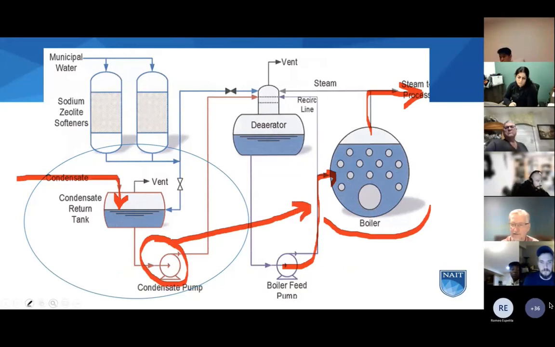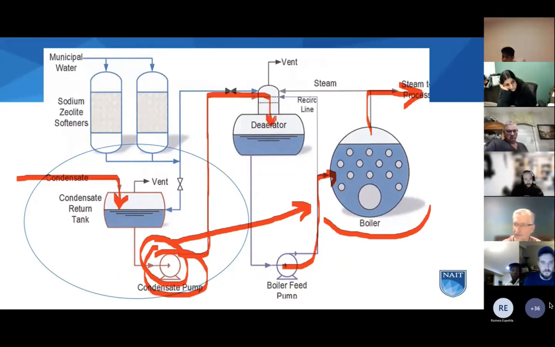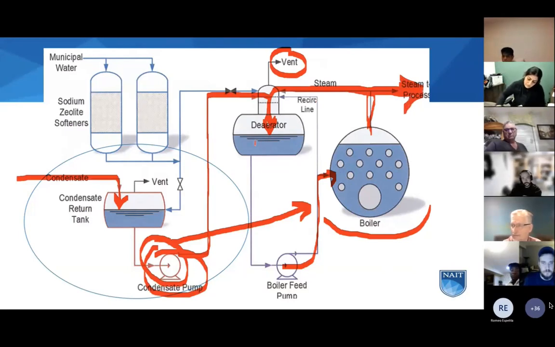In medium and larger systems, we take this condensate, and part of the treatment is to put it through a deaerator. In a deaerator, we really just heat it to remove gases. We'll talk about this when we get to water treatment. The gases are removed through the vent. We use some steam to heat the water in the deaerator, so some of the produced steam goes back to the deaerator. Most of the produced steam is sent out to the process. And then this becomes our boiler feed water.